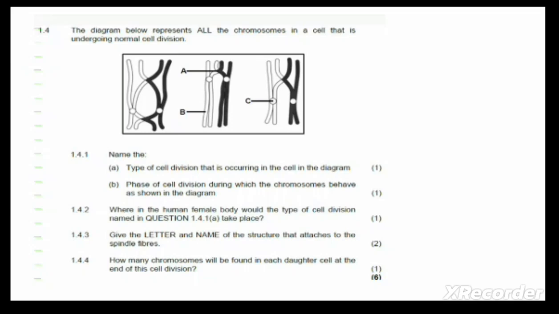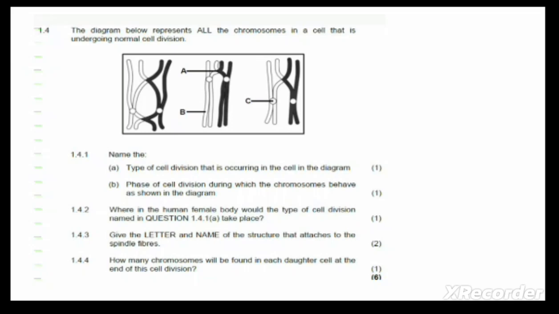It says the phase of cell division during which chromosomes behave as shown in the diagram. How are they behaving? We can see that they are crossing. The chromatids are crossing, so that is crossing over, right? The phase is prophase 1.